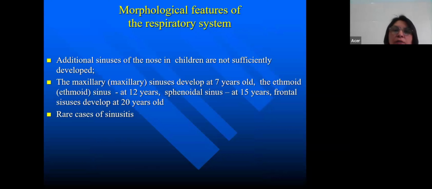Anatomical and physiological features of the respiratory system in children. Sinuses. Additional sinuses of the nose in children are not sufficiently developed. Maxillary sinuses develop at 7 years old, ethmoid at 12 years, sphenoidal sinus at 15 years, and frontal sinuses develop at 20 years old. Due to underdevelopment of the sinuses, we have rare cases of sinusitis in children.